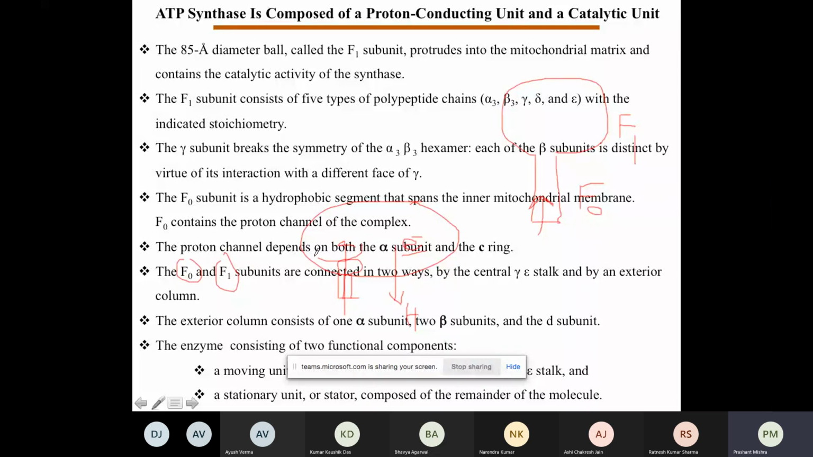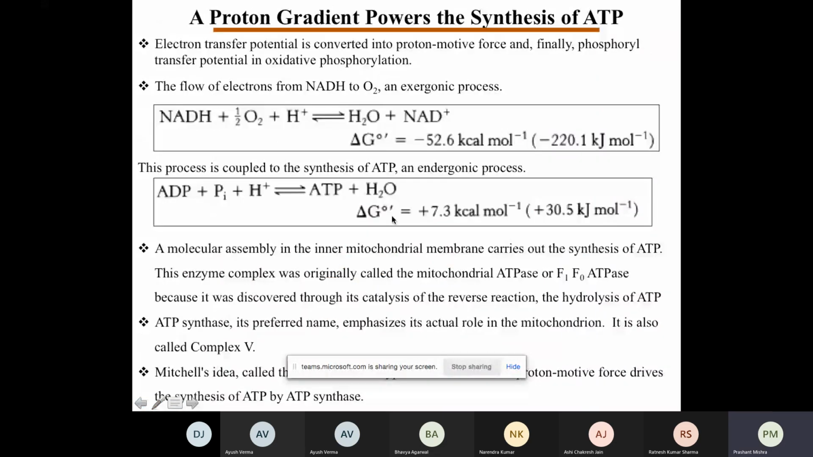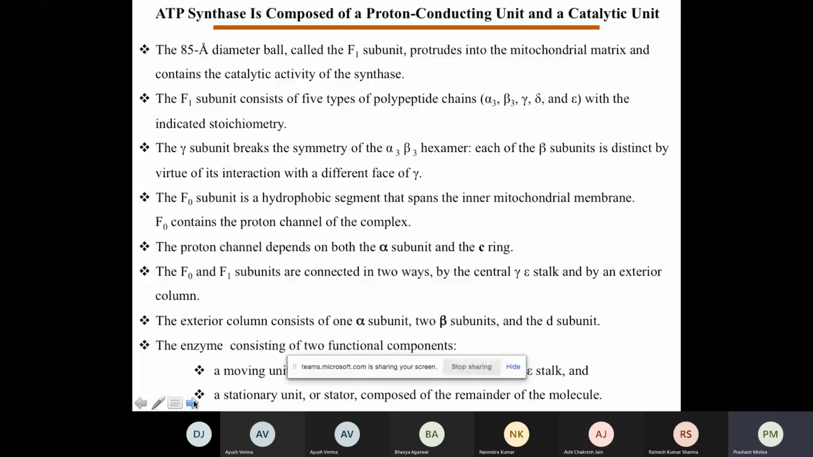So what this F1 will do is that it will take ADP and Pi, which is already present inside the mitochondria, and it will synthesize ATP. So you get ATP synthesis inside the mitochondria because of the flow of the proton, which is happening through the ATPase. So you know what the source of energy is, and how it can be involved in production of ATP.